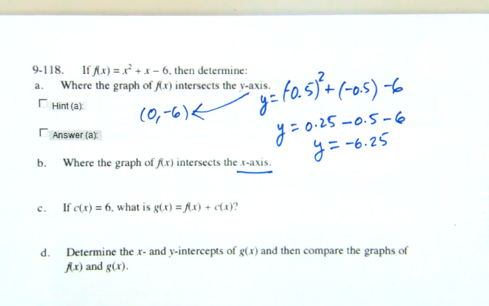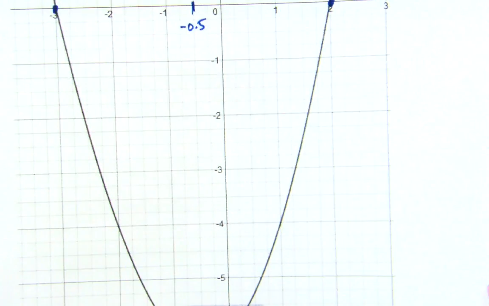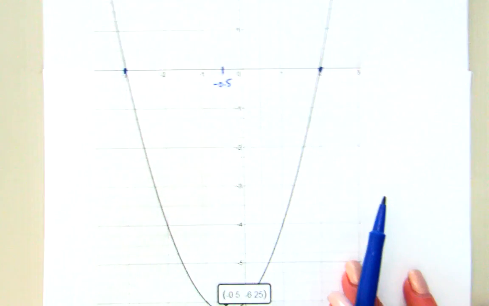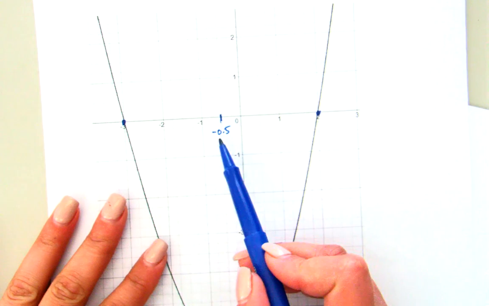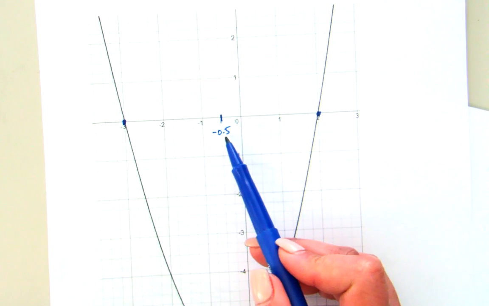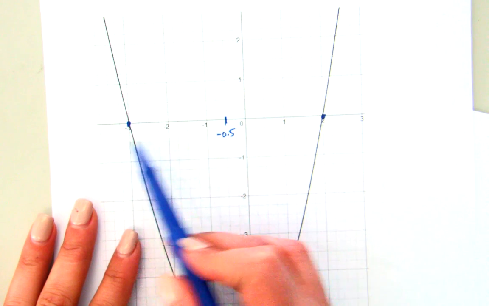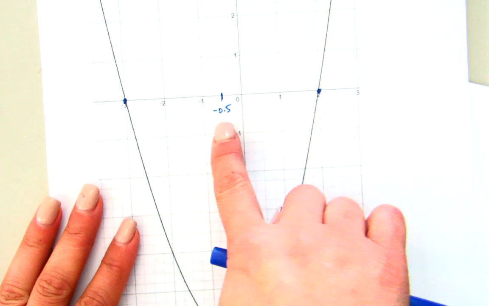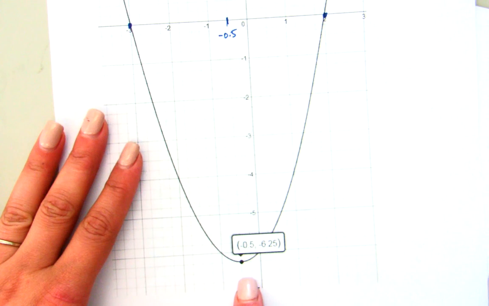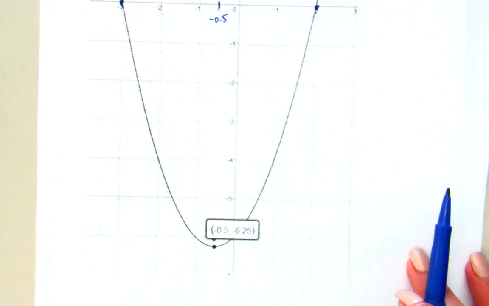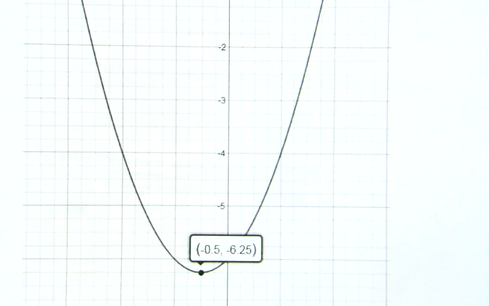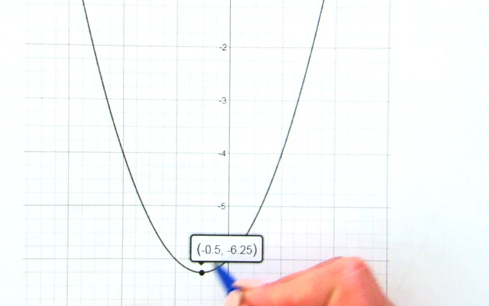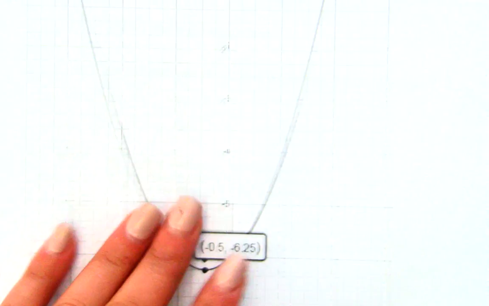So if you have to graph it, you might as well graph it correctly. So your x-coordinate should be at -0.5, which is halfway in between your two x-intercepts. Sorry, your vertex is halfway in. The x-coordinate of your vertex halfway between your x-intercepts, and then you plug -0.5 into the equation, and you get your vertex at -0.5 and -6.25. Okay, so there's your vertex.